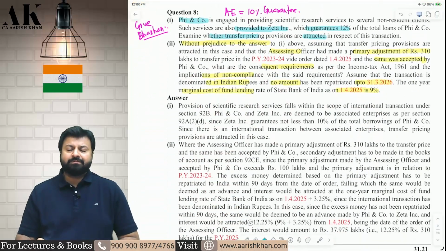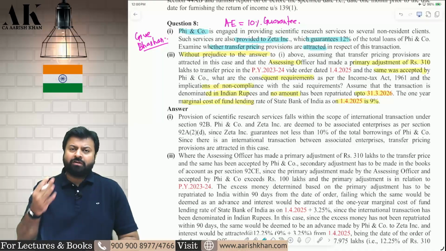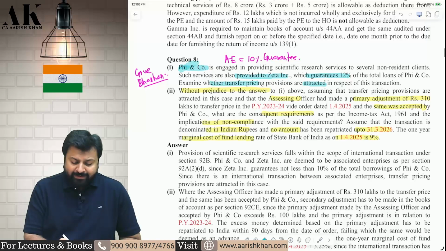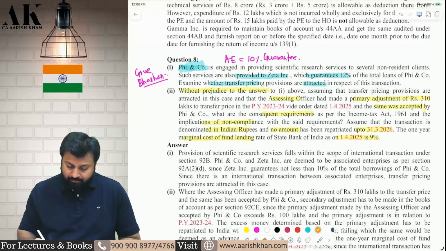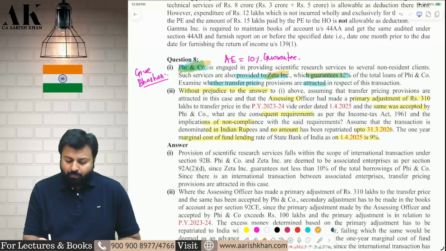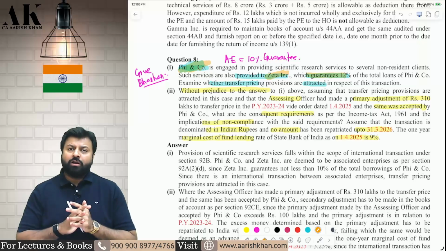This question number 7 is a very famous question. A lot of time they have asked this question. Question number 8 is on transfer pricing. PN company is a company which is in India and Zeta Inc. is in foreign country. Now, one entity guarantees 12% of the total loans of another entity.